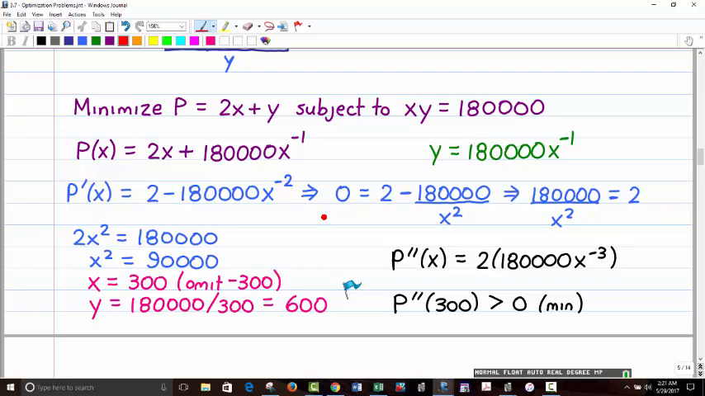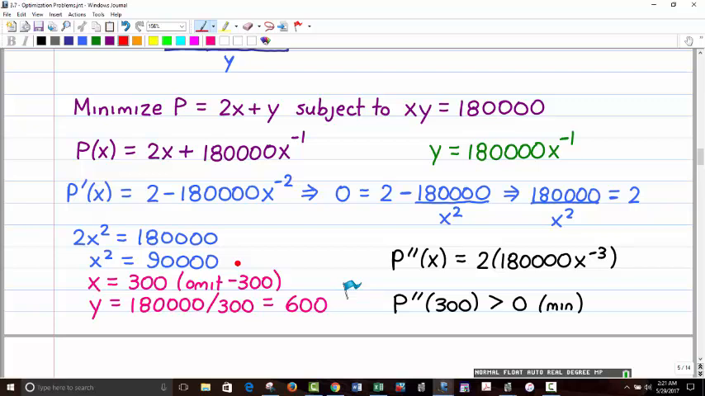I'm going to find the critical numbers by setting that equal to 0. When we set this equal to 0 to solve for x, I'm going to change the exponent back to positive for the algebra purposes. For the derivative purposes, I liked it to be negative. I thought that was easier, obviously, than doing the quotient rule. But now I want it to be positive, and so just move this over, set it equal to 2. Pretty basic algebra. You get 2x squared equals 180,000. X squared equals 90,000.